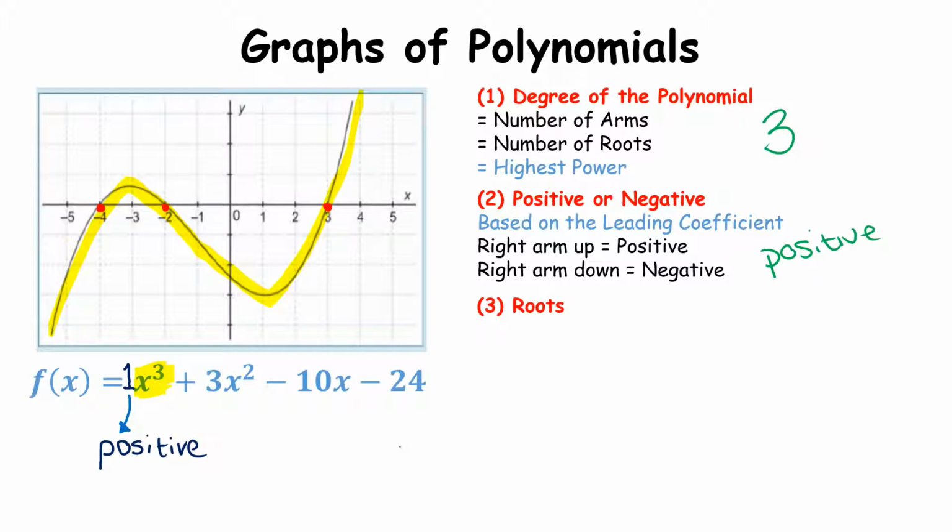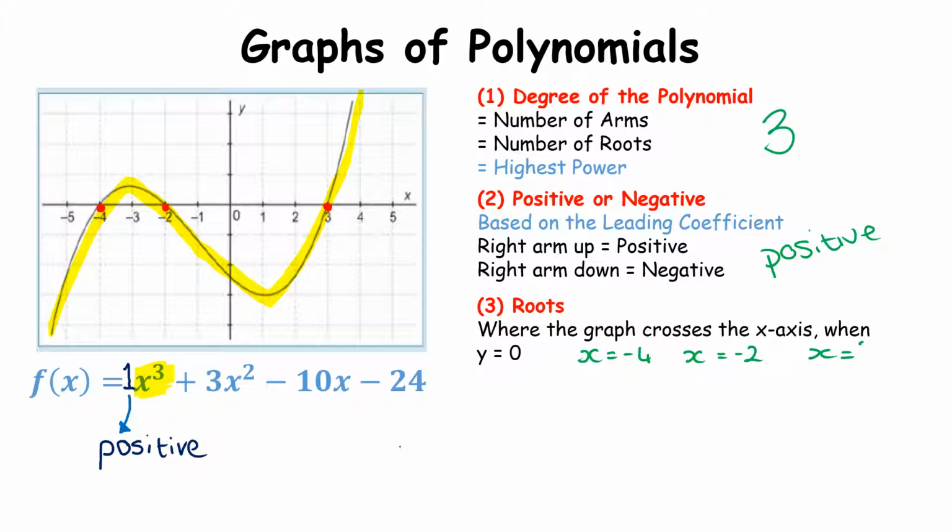The third thing we're going to talk about is our roots. So we worked out our roots already, but just to remind you, they're where the graph crosses the x-axis, and it's when y is equal to 0. So there are 3 roots, and we write them as such: x equals minus 4, x equals minus 2, and x equals 3.